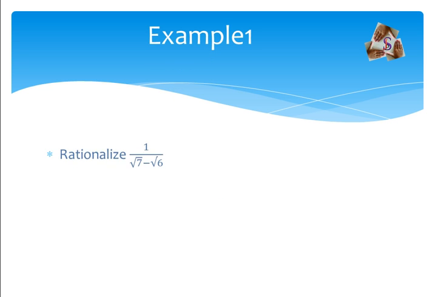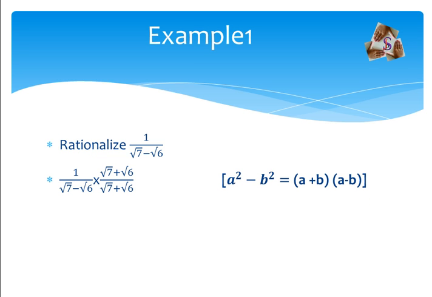Example 1. Rationalize 1 by root 7 minus root 6. So I will multiply and divide with its conjugate. So it's root 7 plus root 6 by root 7 plus root 6. So it is root 7 plus root 6, and the denominator is of the form a square minus b square, which is equal to a plus b into a minus b. So that is root 7 plus root 6 by 7 minus 6. That is root 7 plus root 6 by 1.